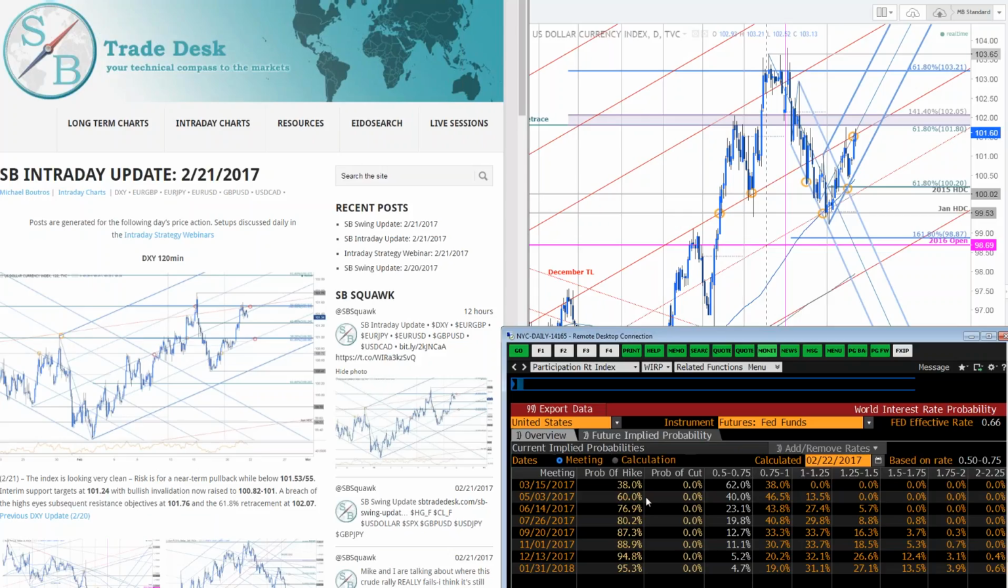June is still at 76%. This has been above 70 since the start of the year. So really, the expectation we'll be tracking is if that May continues to climb higher, that's going to continue to keep the dollar pretty well supported.